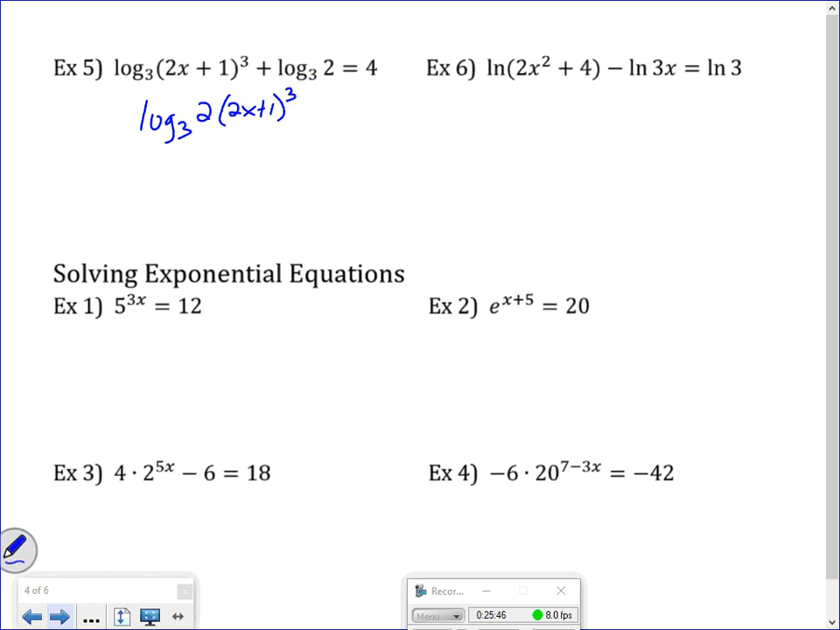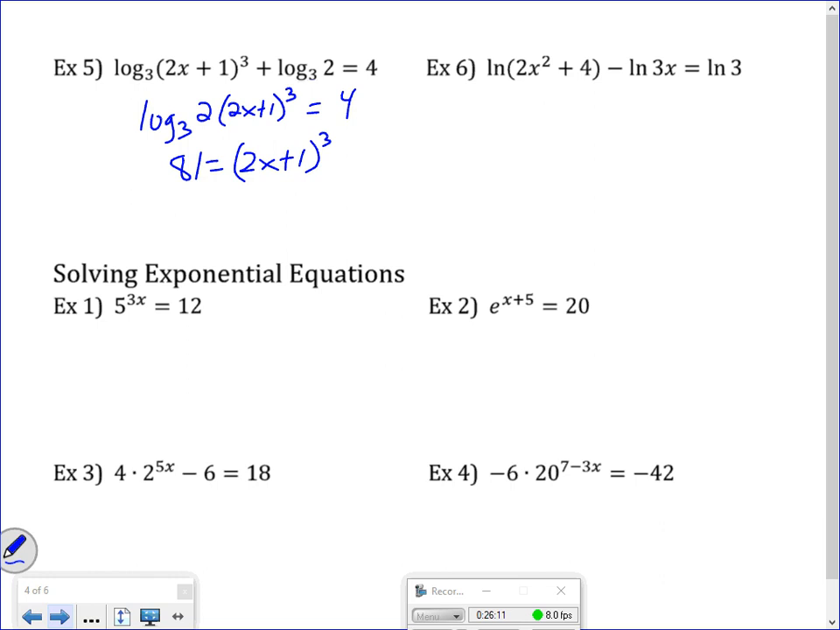All right, so this equals 4. So it's one log equal to a number. I'm ready to write it as an exponent, right? So it's 3 to the what power? 3 to the 4th. What is 3 to the 4th? It's 9 times 9, 81. So I got 81 equals (2x plus 1) all to the third.